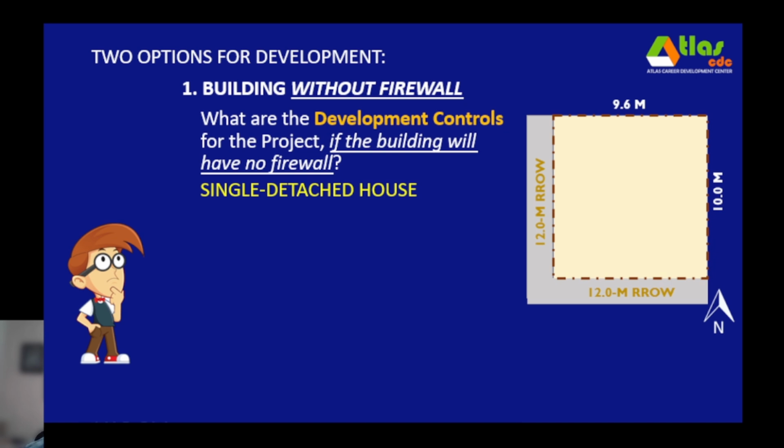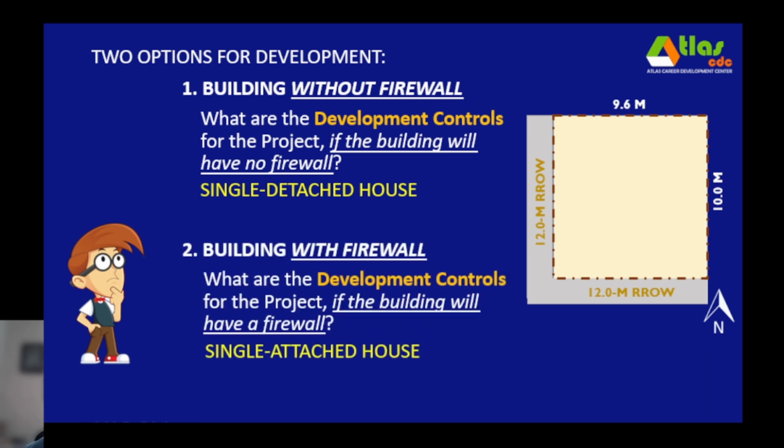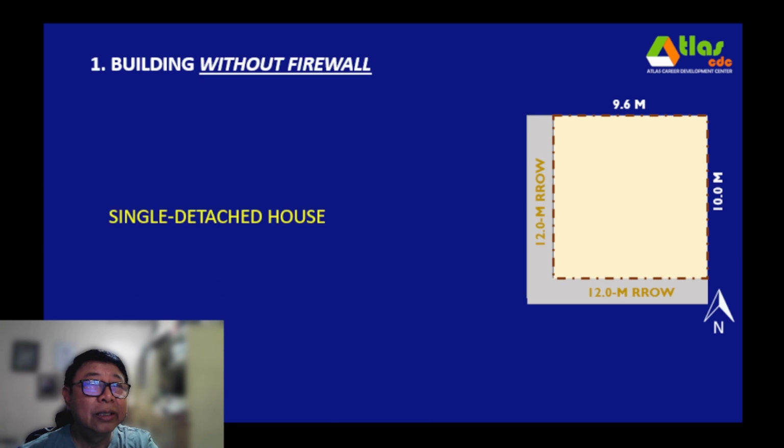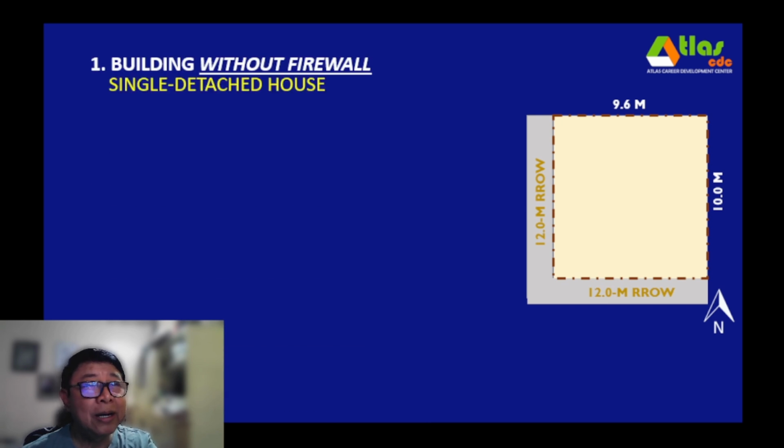So this will be a single detached house. The other option is to build a structure with firewall. And so you are going to determine also what are the development controls for the project if the building will have a firewall. So this will be a single attached house with firewall on one side of the property. So let us start. So first we're going to determine the development controls if the building will have no firewall. So that will be a single detached house if that is the option that the owner would want.